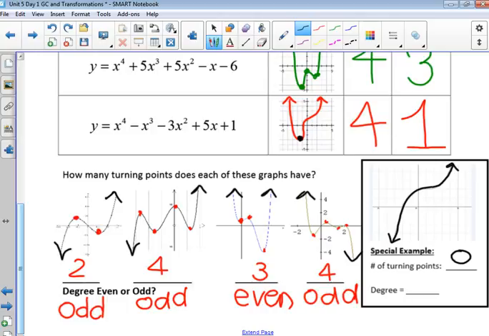But because of this graph, we need to know the types of functions we have. This would be a third degree polynomial, which we call a cubic function. So you have to recognize the shape for cubic functions.